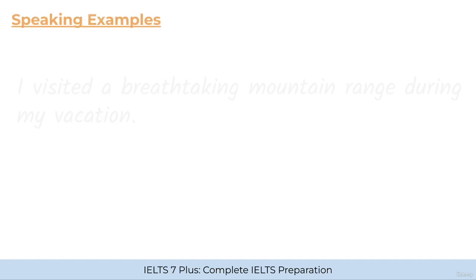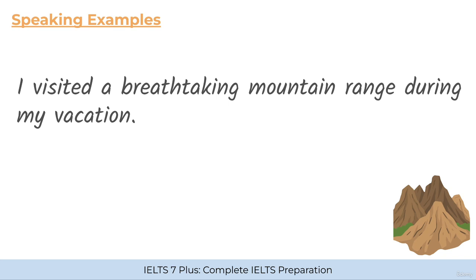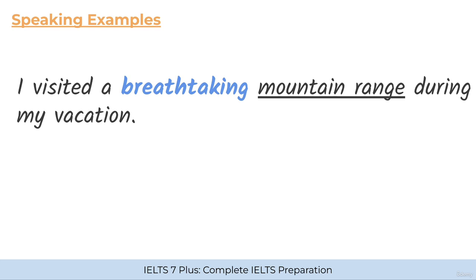We've got some speaking examples now. So, I visited a breathtaking mountain range during my vacation. Any ideas what the adjective could be here? Have a think. So a good tip is to spot the noun. If you can find the noun, then you are likely to be able to find the adjective that is modifying that noun. Okay, we'll have a look together. Breathtaking is the adjective describing the mountain range. Breathtaking is often used for describing scenery or views, things like that.